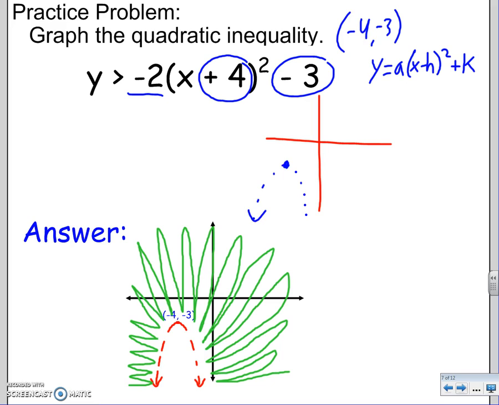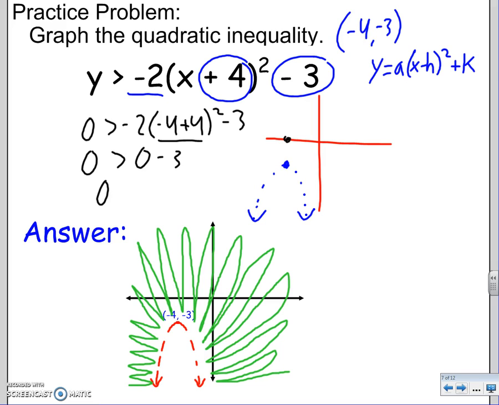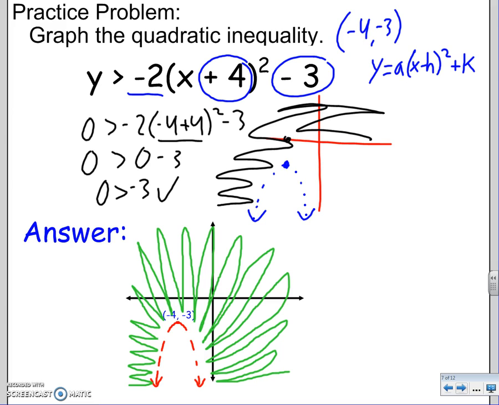All right, when you do this, you want to do a test point, either above or below the vertex. Well, if that's -4, -3, I try directly above right here. I try -4, 0. If you plug that in, that'd be 0 for Y, -4 for X. What's 0? Well, -4 plus 4 is 0. 0 squared is 0. 0 times -2 is 0 minus 3. 0 is bigger than -3. That's true. That's why you shade where the test point is, outside the U. And this is both X and Y, so that's my answer to the picture.